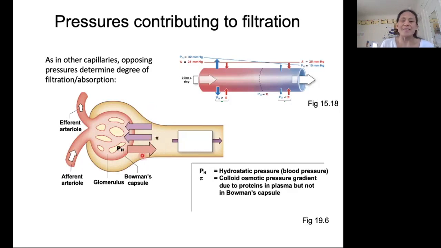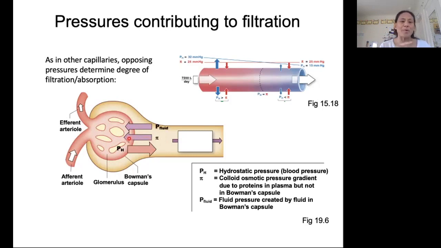Second pressure, which you are also hopefully still familiar with, is pi, or the colloid osmotic pressure. I want to remind you that colloid osmotic pressure is osmotic pressure due to proteins. You might also remember that we have a lot of proteins in the blood, in the plasma, but we don't have very many proteins out here in Bowman's capsule. Well, hopefully none. So that means that osmotic pressure is going to want to draw water into the glomerulus. So that's what is indicated by this purple arrow right here.